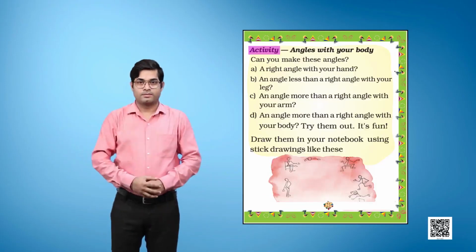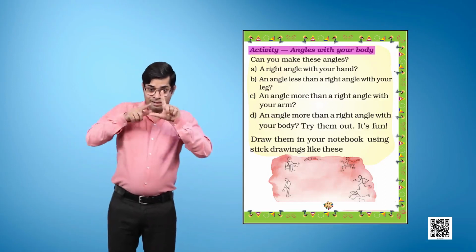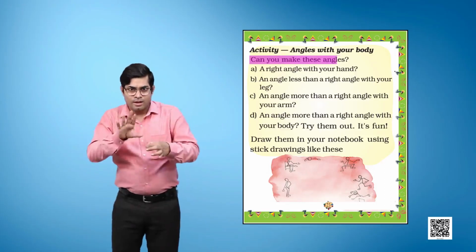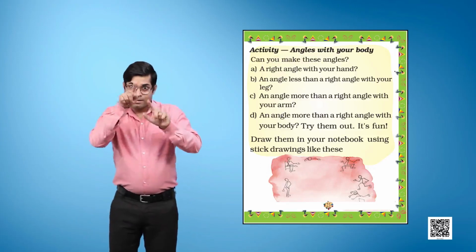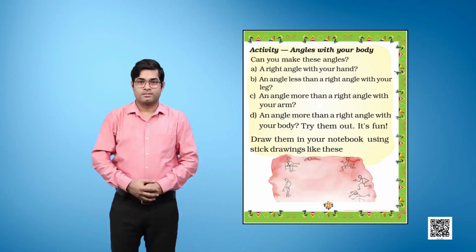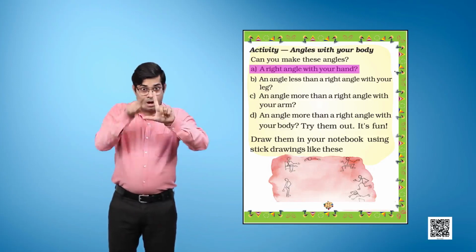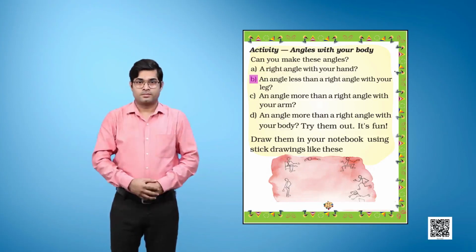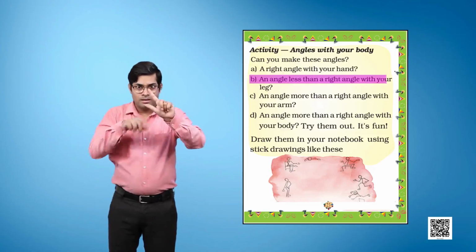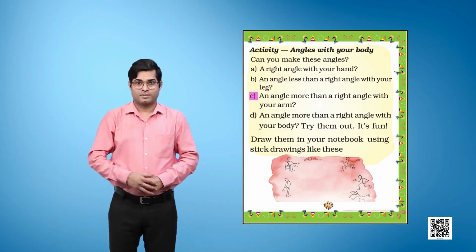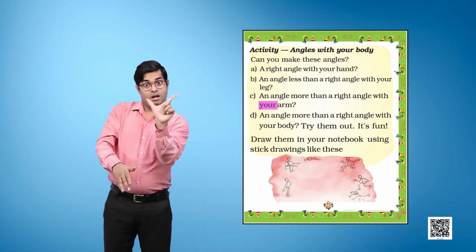Activity. Angles with your body. Can you make these angles? A. A right angle with your hand. B. An angle less than a right angle with your leg. C. An angle more than a right angle with your arm.